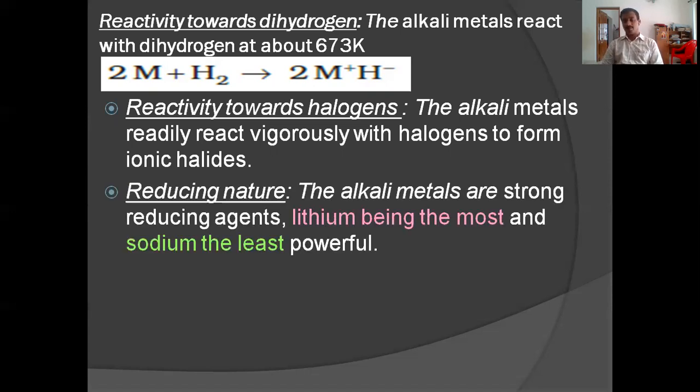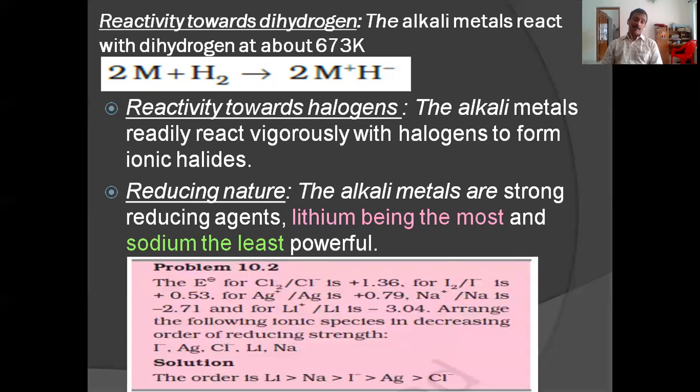You know the reactions. Reducing nature. The alkali metals are strong reducing agents. Why? They are highly electropositive. They have the capacity to give electrons. Therefore, alkali metals are strong reducing agents, lithium being the most and sodium the least powerful. The most powerful reducing agent among alkali metals is lithium, and the least powerful is sodium. Keep it in your mind.